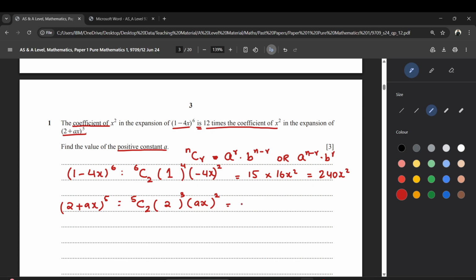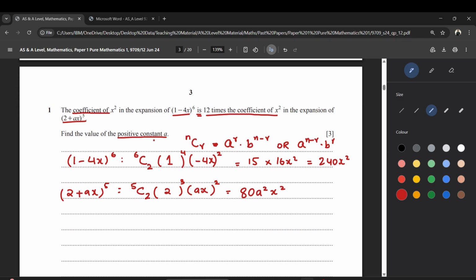So 5C2 is going to give you 10. Then 10 times 2 to the power of 3, which gives you 8. So therefore you have 10 multiplied by 8, which is 80. Then from this side, we have a squared x squared. So 80a squared x squared. Therefore, the coefficient of x squared is going to be 80a squared.